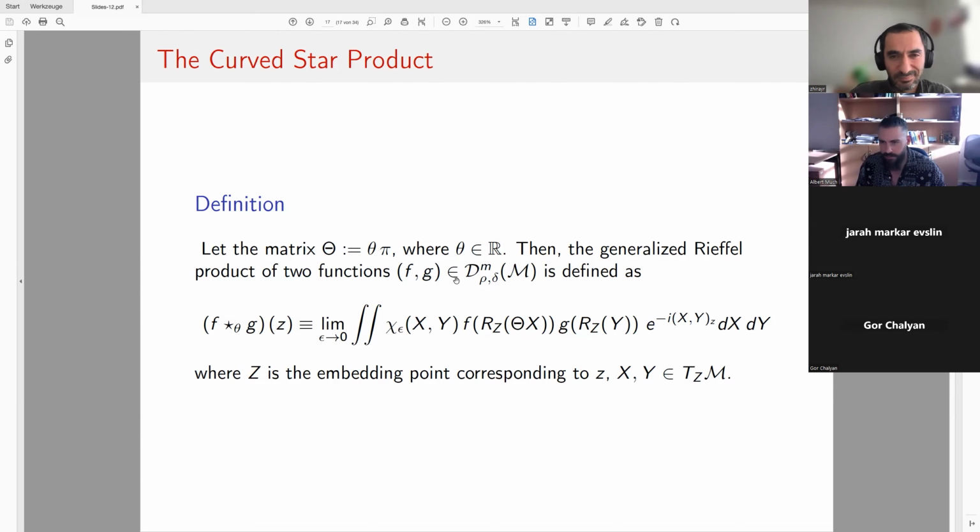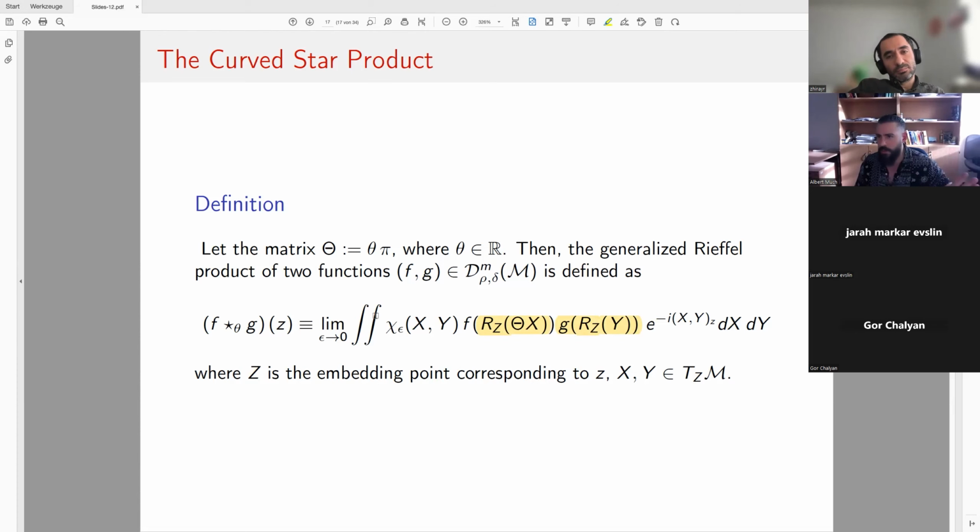Now forget what this function space is for a second. It is defined basically equivalently to the Rieffel product, just instead of these translations, I inserted these retractions. Okay, and x and y are tangent vectors of T_zM, and big Z is the embedding point corresponding to small z.